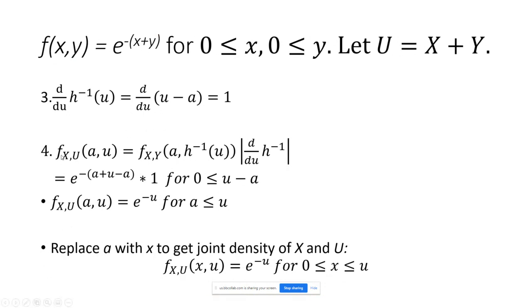So then our joint density function, little f of x and u, is going to be the joint density of x and y, where we're plugging in a for x and plugging in h inverse of u in for y. And then we're multiplying by the absolute value of the derivative of h inverse.